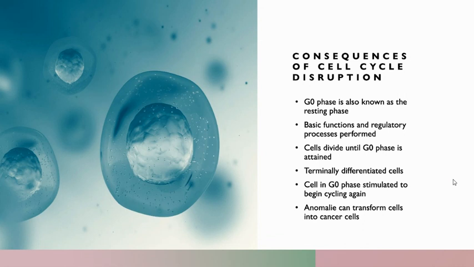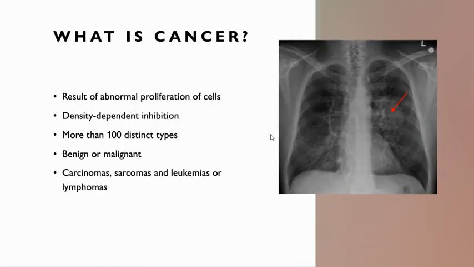Again, the word cancer has come up again. So I think we're seeing a pattern here: when something goes wrong in the cell cycle, one of the consequences is cancer. So let's talk about cancer. What is cancer? Cancer is the result of abnormal proliferation of cells.